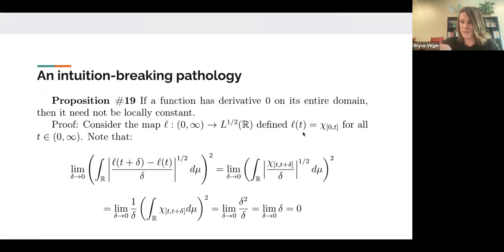But this curve is very clearly not constant. As an example, take t equal to 1 and t equal to 2. The difference between these two functions will be another characteristic function, the characteristic function of the interval from 1 to 2. And this is not equivalent to 0, even in L^{1/2}. So what we've got here is a non-constant function with a derivative equal to 0 everywhere in its domain. So spooky, spooky things happening afoot.